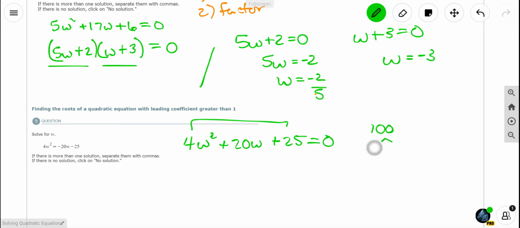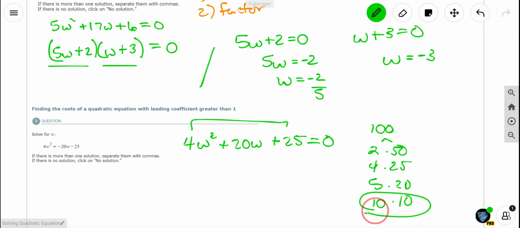So it's going to be 2 times 50, 4 times 25, that gives you 21 or 29, nope. 5 times 20, no. 10 times 10, there we go. That's how you're going to get 20. So we're going to go 4w squared plus 10w plus 10w plus 25 equals 0. Remember, that's what we do. We split it up, and then we factor by grouping.